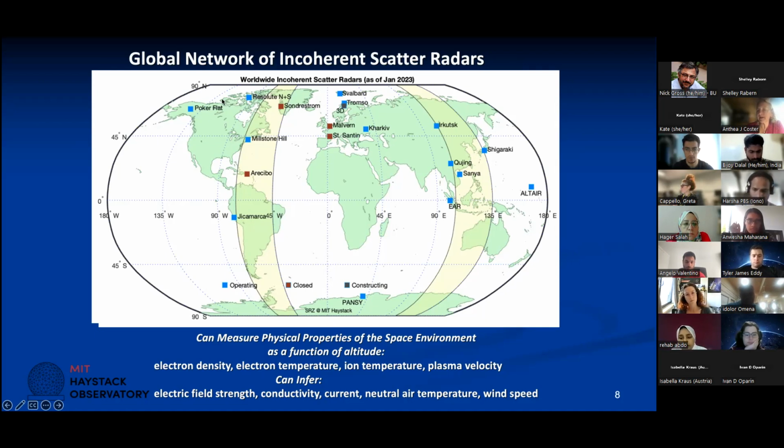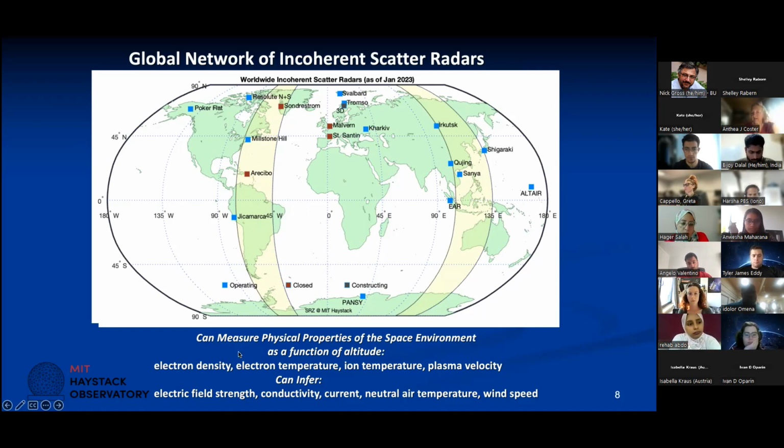These are the ones that NSF operates. Now, there are other ones around the world, and some of them, like Altair, are occasionally used for incoherent scatter. It's run by the Air Force, but all of the data is available in the Madrigal database, and I'll show you that.